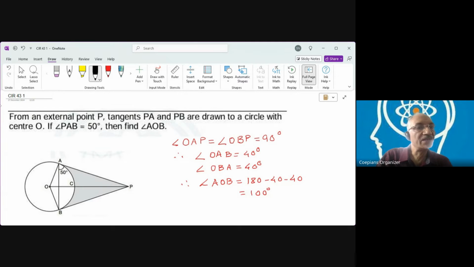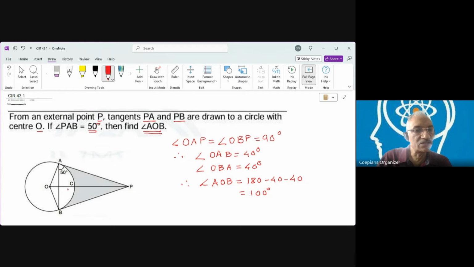The problem is CIR 43.1, which states that from an external point P, tangents PA and PB are drawn to a circle with center O. The angle PAB is given as 50 degrees, and we have to find angle AOB.